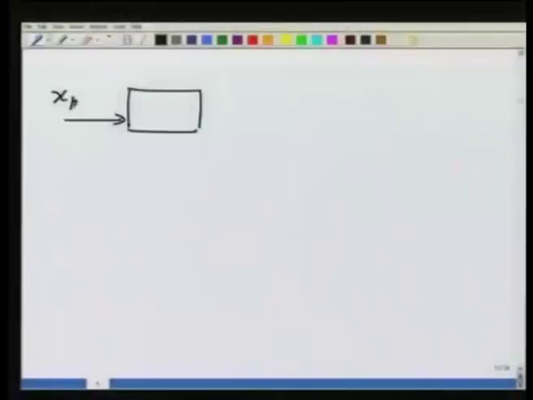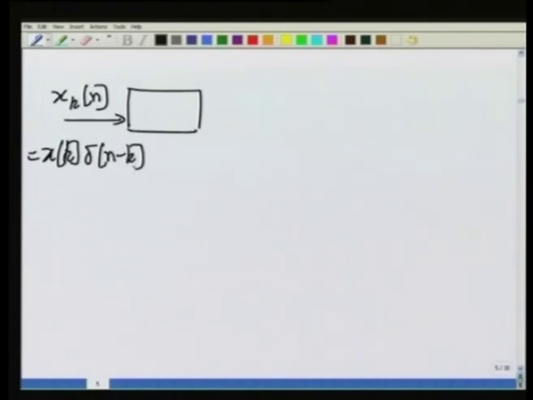The point is the following. Consider any one of the component blocks that we had just used in constructing the big block diagram. So, there is this component block to which I have applied x_k[n] equal to x[k] δ[n minus k]. This is what I have applied at the input, and I have got y_k[n] at the output.